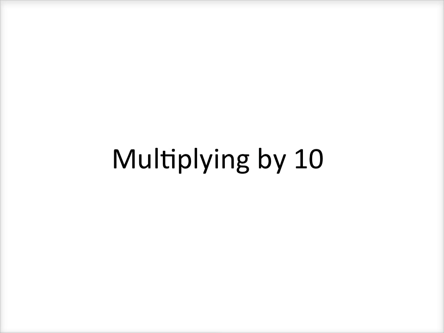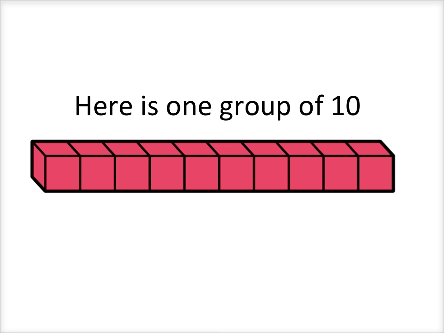Today we're going to talk about multiplying by 10. So let's look first at a group of 10. You can count the blocks and see that this is one group of 10. To write this as a multiplication expression, we could write 1 times 10 equals 10.